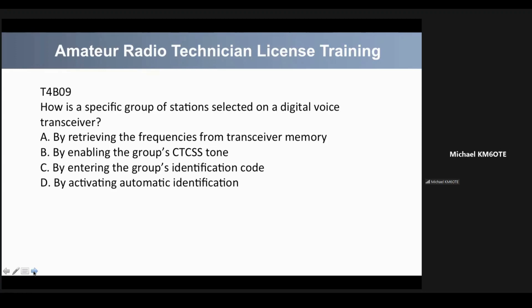How is a specific group of stations selected in the digital voice transceiver? By retrieving frequencies from the transceiver memory, by enabling the group's CTCSS tone, by entering the group's identification code, or by activating automatic identification. It's entering the group's identification code. So again, this is DMR, digital mobile radio, and the individual groups have identification codes, and that's how you get into that particular group.